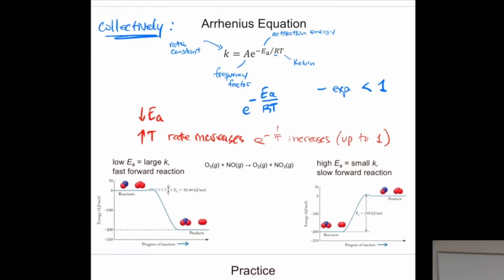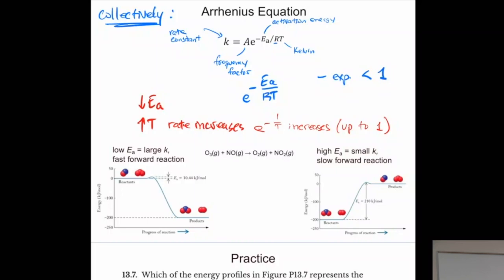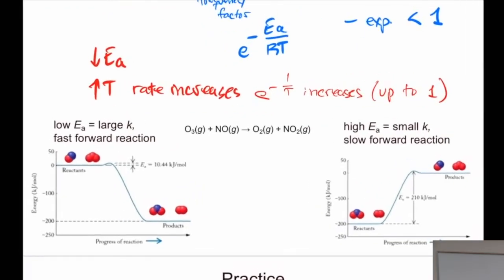So, like I said, we're not going to do any calculations, but I want you to be familiar with the Arrhenius equation and what variables it expresses, and you can even just look at it to remind yourself of what these trends are going to be. All right, so when the activation energy is low, we're going to have a large K. That means it's a fast reaction. Oh, it says fast right here.